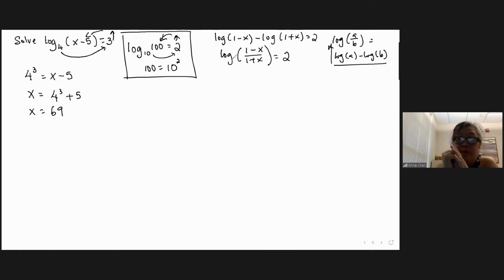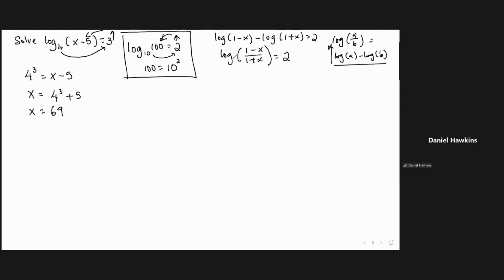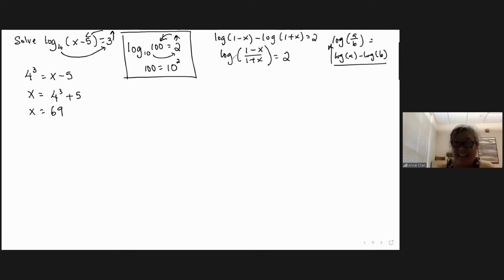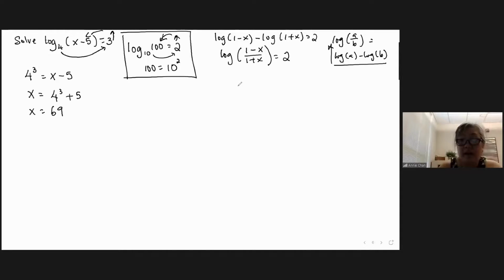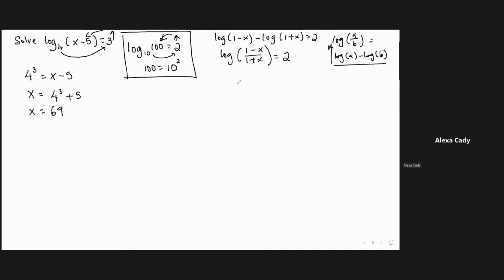Now what do I do? Oh, we do the same thing. We do the loop, right? Yes, exactly. Now I can do the same thing, except now my base is 10. So what should I write? So 10 to the second equals 1 minus x over 1 plus x. Yes.